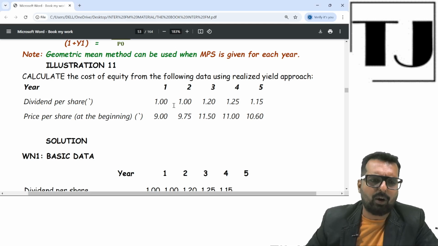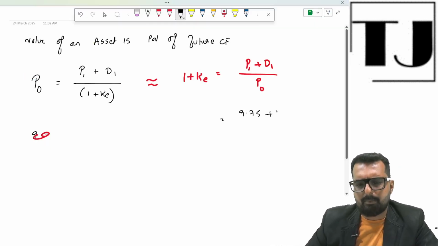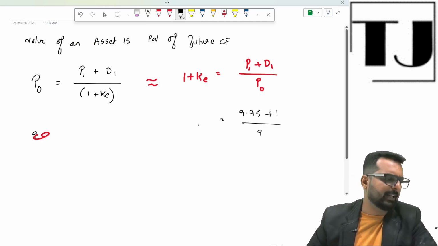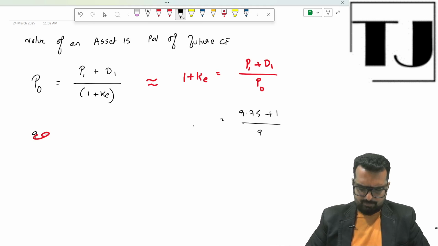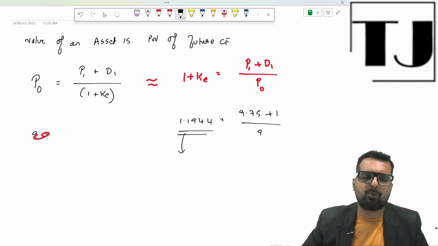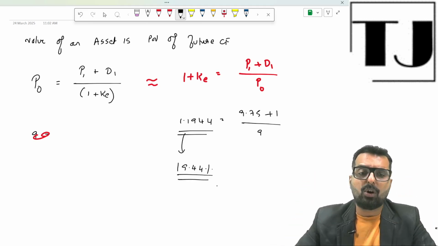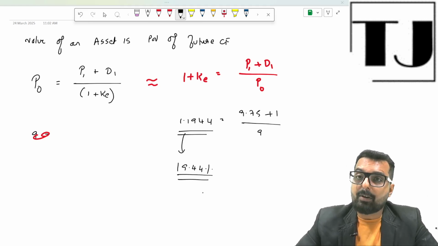Now tell me, what is my P1 over here? That is 9.75 plus 1 rupee divided by 9. So let's just check now. 9.75 plus 1 divided by 9 will give me the answer as 1.194. How much percentage? 19.44%. I hope everybody is clear with this.